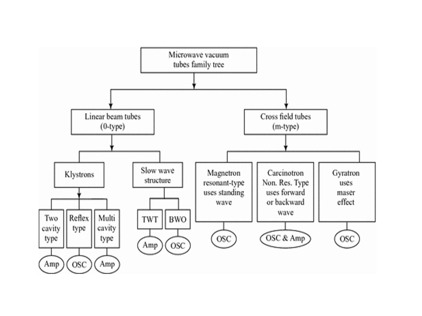Now we can see the types of microwave tubes. The first one is linear beam tubes. The second one is cross field tubes. Under linear we have klystron and slow wave structure. Under cross we have magnetron and etc.